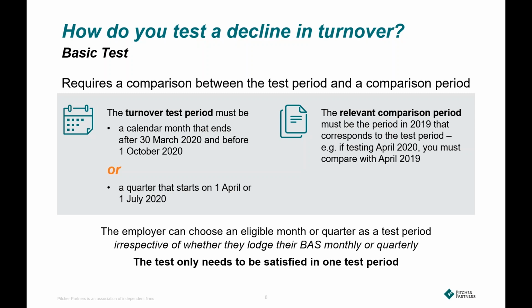Importantly, the employer entity can choose an eligible month or quarter as their test period, irrespective of whether they lodge their BAS monthly or quarterly. So it doesn't matter whether you are a monthly or quarterly BAS lodger under the legislation. You do have the option of choosing either a monthly or quarterly test period. The test is done up front, and it's only done once for the purposes of determining whether you meet the decline in turnover test. So it's not an ongoing test that needs to be made each month or each quarter.